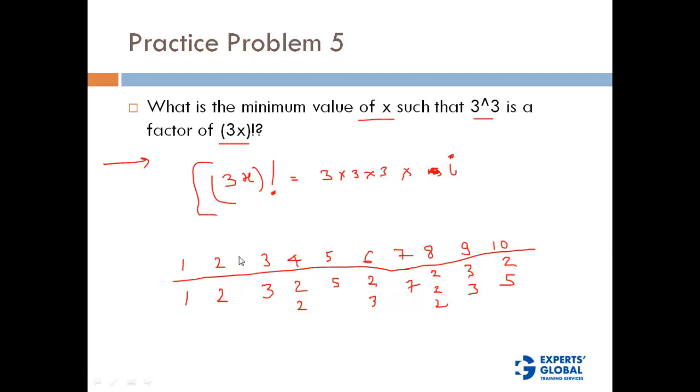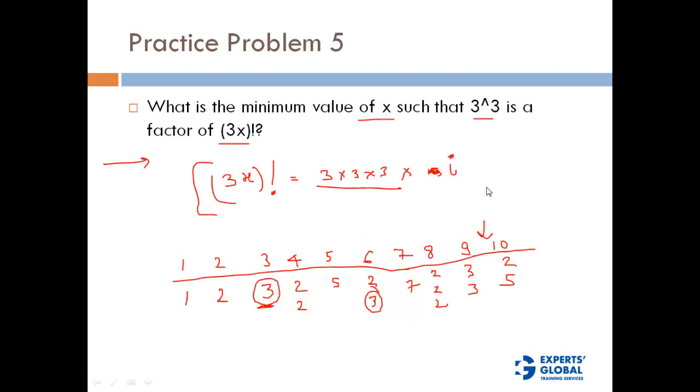Now let's look at this. If you're talking about 3 factorial, there is only one 3 in there. Talking about 4 factorial, there is only one 3. 5 factorial, there is only one 3. 6 factorial, we are going to have two 3's, right? But in that factorial, we actually need three 3's minimum. So we'll have to go till 9, correct?